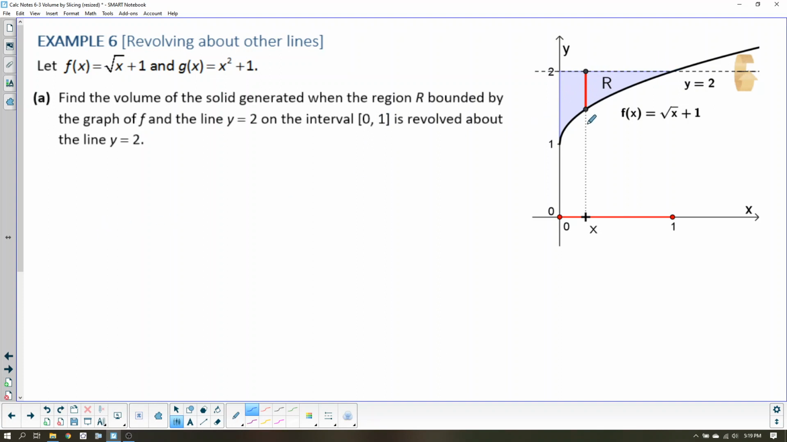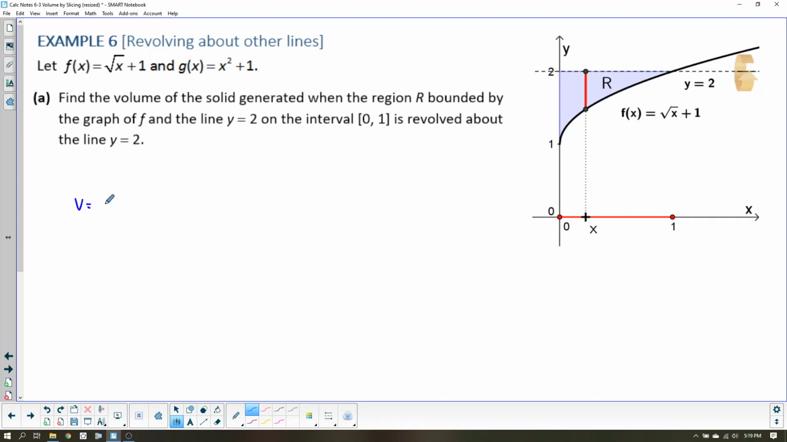So if you visualize this thing rotating about this line y equal 2, you can see that it's going to be solid. There's not going to be a hole inside of it. So we don't have to do outer and inner. It's just radius squared. We just need to figure out what the radius is and square that.